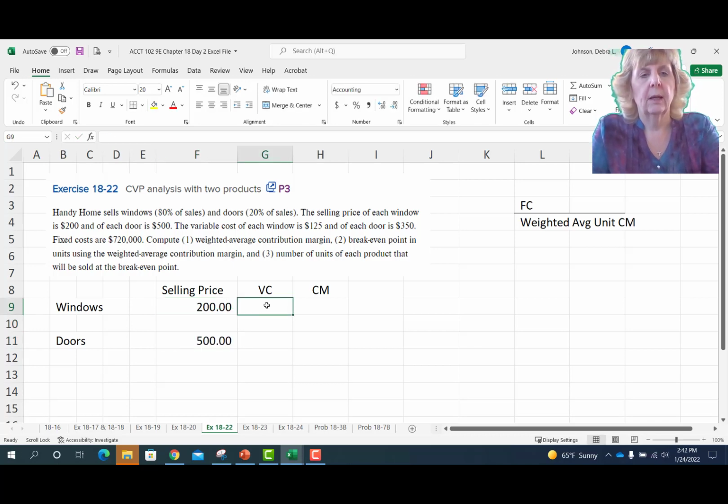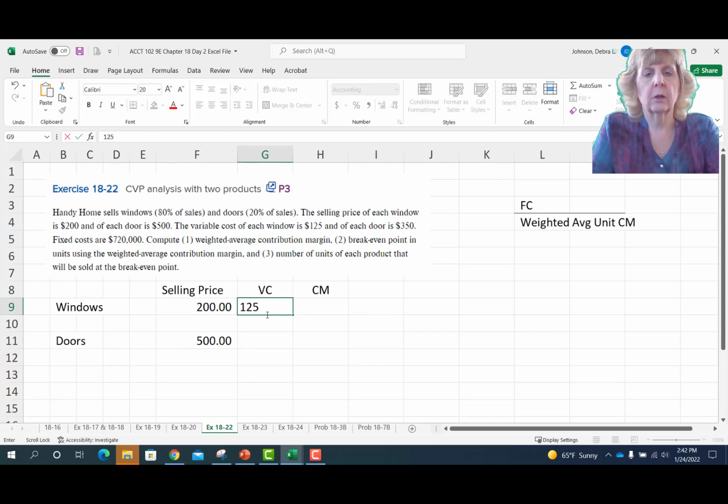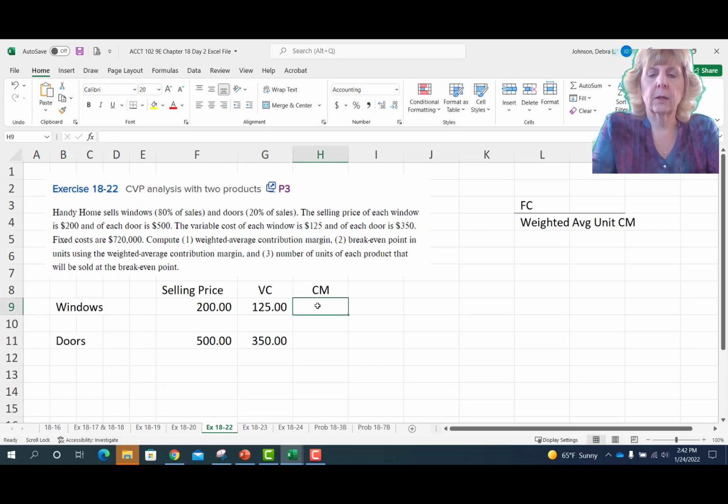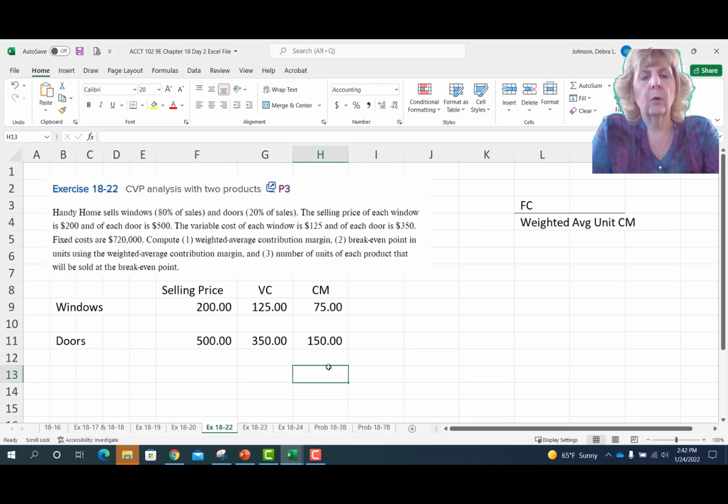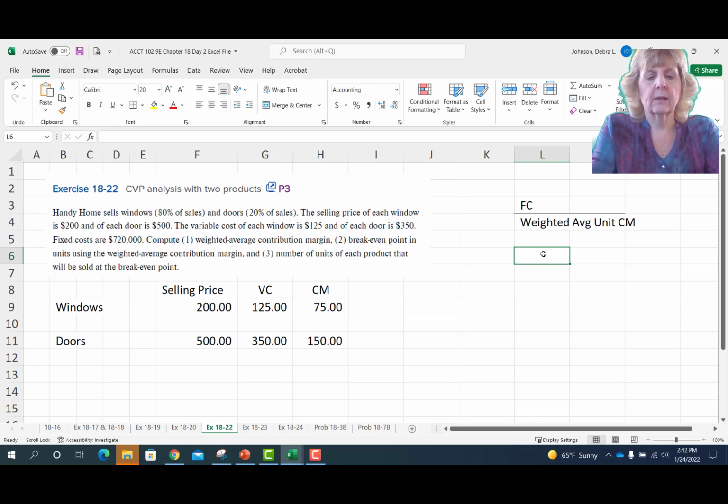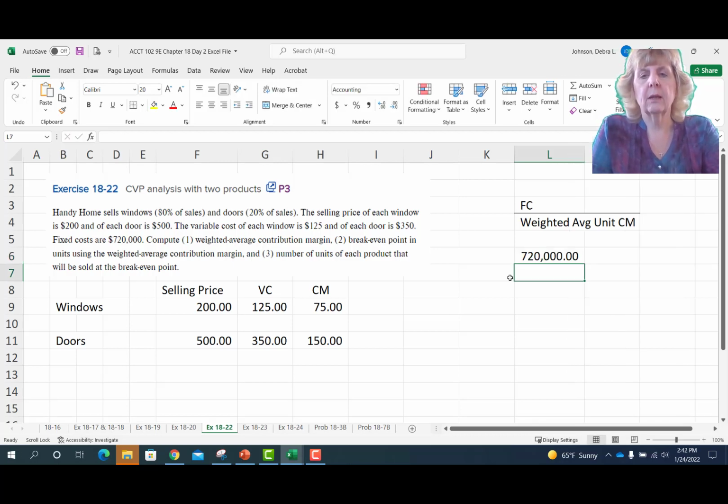on the doors. It tells us that the variable cost is $125 and $350. So by taking the difference, we will have the contribution margin for one window and the contribution margin for a door. Let me try that again. That looks better. I'm going to copy that down with the same formula for the doors. And now we can take our contribution margin and appropriately weight it. Fixed costs are given at $720,000, and here's where the new part comes in.